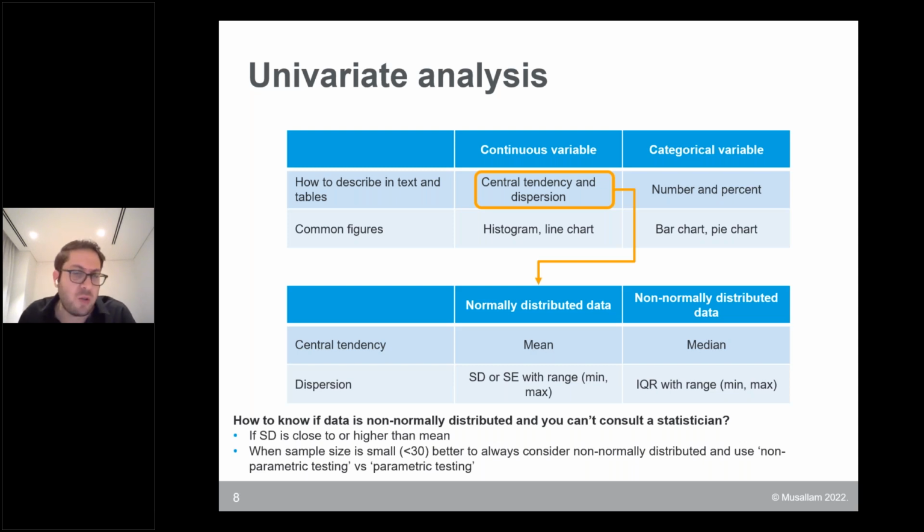There are ways to understand if your data is normally or not normally distributed. There are many tests that you can do in these statistical softwares to look at skewness, kurtosis, and Shapiro, a lot of tests to look into that. But what matters here is, what do you do after you understand?